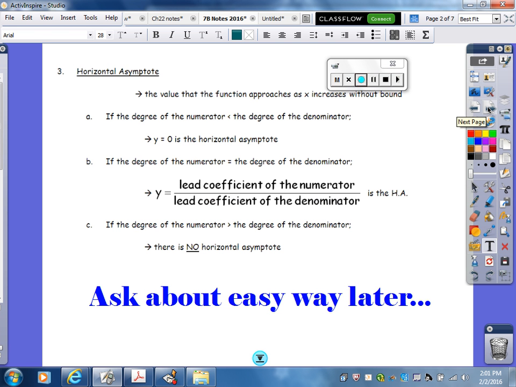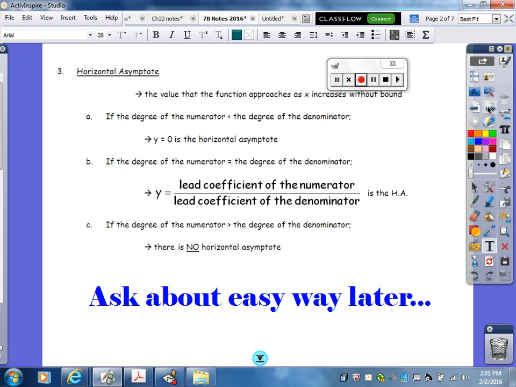All right, horizontal asymptotes. I'll show you an easy way to find these as we go through them. For A, if the degree of the numerator is less than the degree of the denominator, then the horizontal asymptote is y equals 0. If the degrees are the same, then it's the ratio of the lead coefficient of the numerator over the lead coefficient of the denominator. And C, if the degree of the numerator is greater than the degree of the denominator, there's no horizontal asymptote, but there may be a slant asymptote.